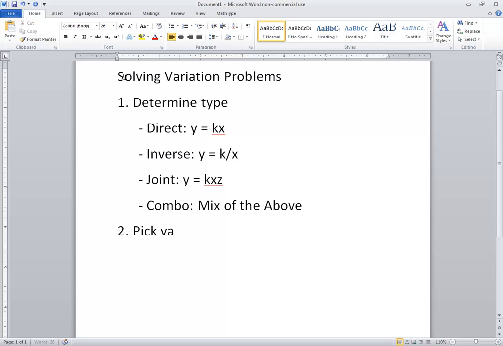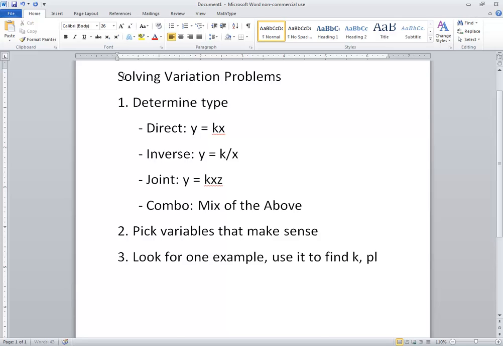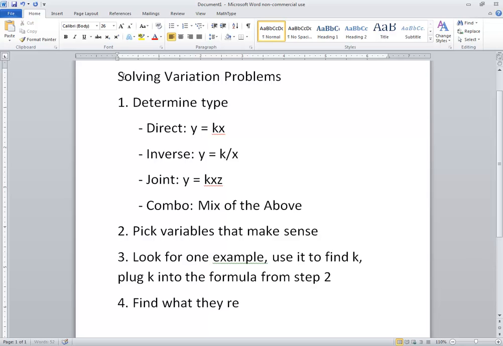Step 2, pick variables that make sense. In some cases, x's and y's may make sense. Step 3, look for your one example. Use it to find k, and then plug k into the formula from step 2. And then step 4, find what they really want.